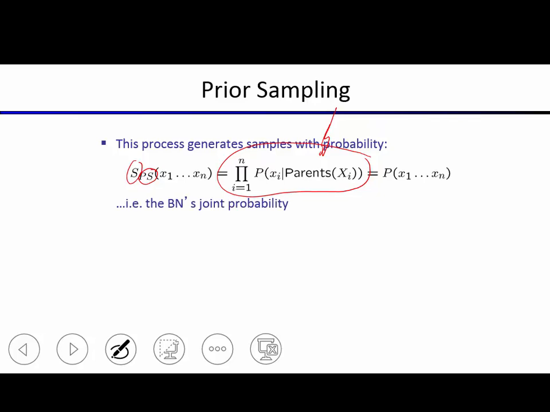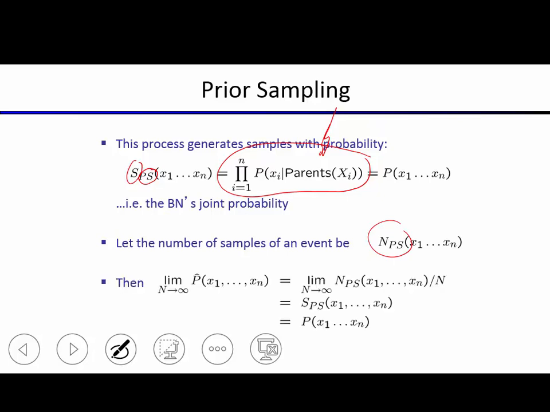What this means is that we have a procedure that in the limit will tell us the right answer to our queries. More specifically, let's look at the number of samples we generate for a particular event being true. In the limit of the number of samples going to infinity, the number of samples for which the event is true, divided by the total number of samples, will be equal to the probability of that event under our sampling distribution, which in turn is the correct Bayes net distribution. So we actually get the correct answer if we sample long enough, for n going to infinity.